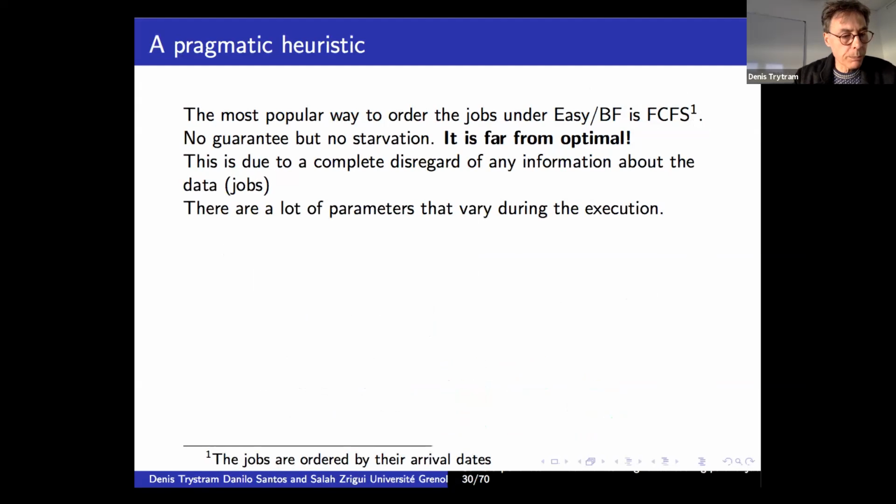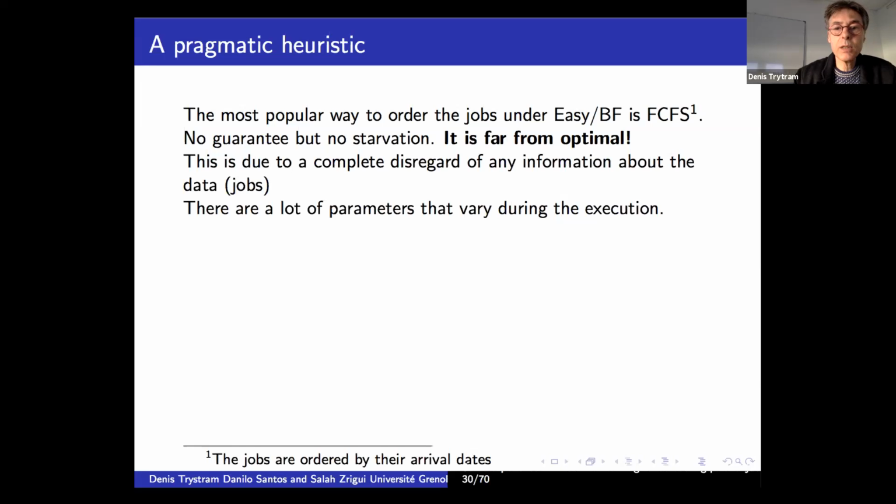In EASY backfilling, you can use any priority ordering of the jobs, and the most common one is first come first serve, FCFS. This is somehow not stupid, because it guarantees that there is no starvation in the system, because you will always do a job since you take them according to their arrival dates. But it's far from optimal, and from the theoretical point of view, you can see that this policy is arbitrarily bad. Why? Because we don't know anything about the information of the job. We just take the release dates.